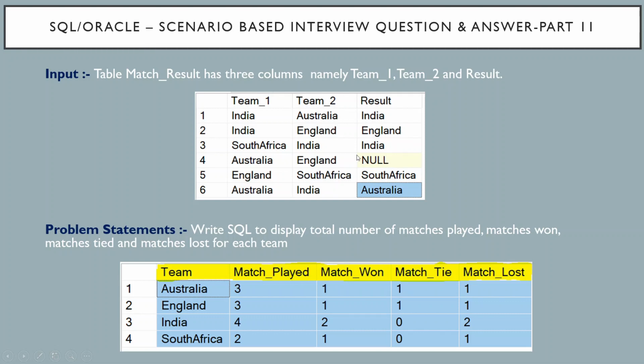So now what we have to do, we have to write a SQL query which will give the team's name and the number of matches it played and the number of matches it won, and if the match is tied it will give the count of the match tied, and if not it will give count as 0 and the number of match lost. The question is very interesting. Let's see how we can do this in SQL Server.